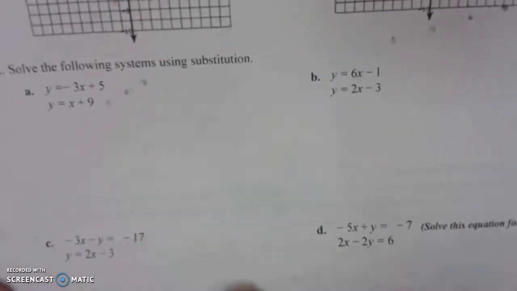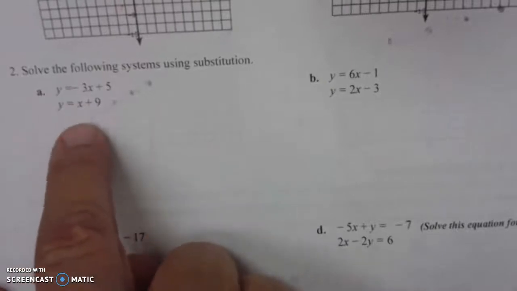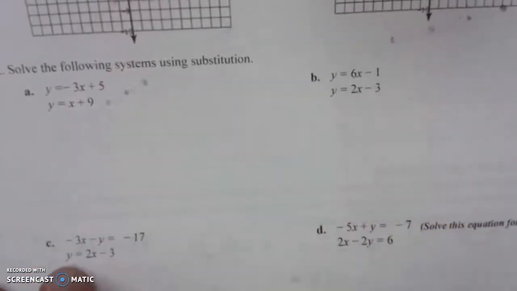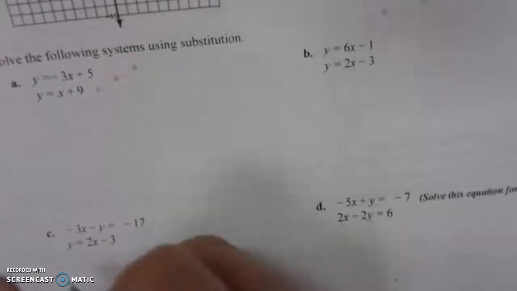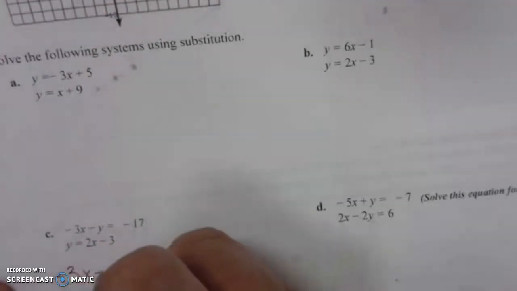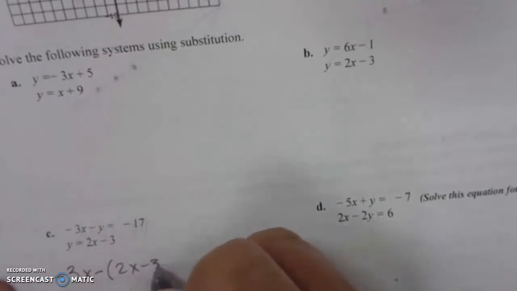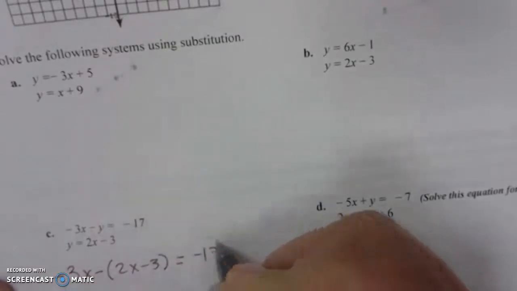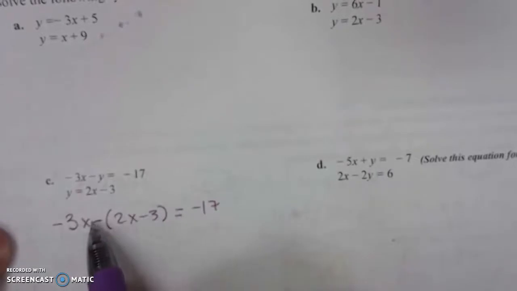And the other equations are, here's two y's set equal to each other. Take this y and plug it into that equation. So this one, I'll have to actually help you out here. 2x minus 3 equals negative 17. Now there's a negative in front of that set of parentheses, so don't forget to distribute it.